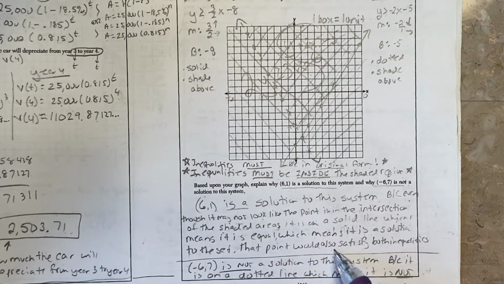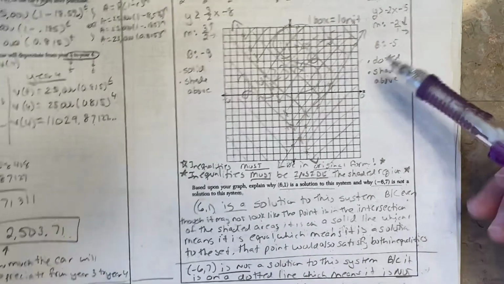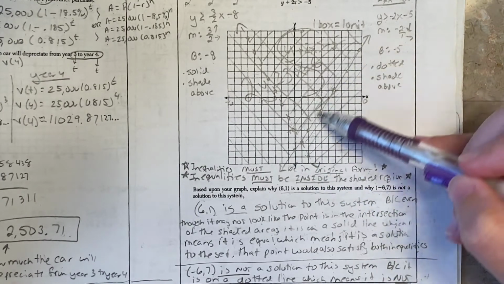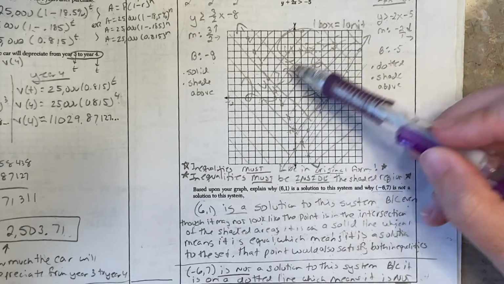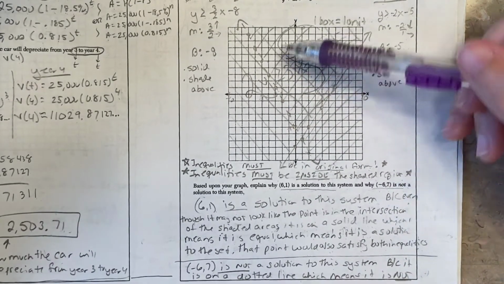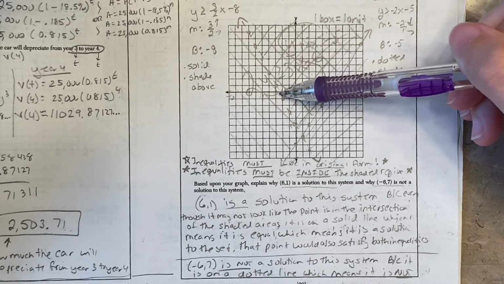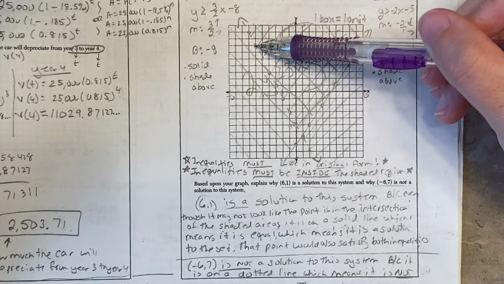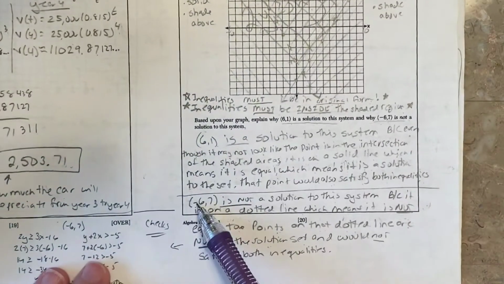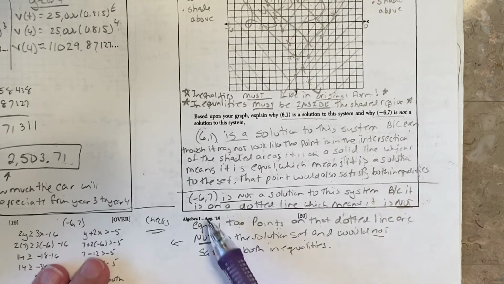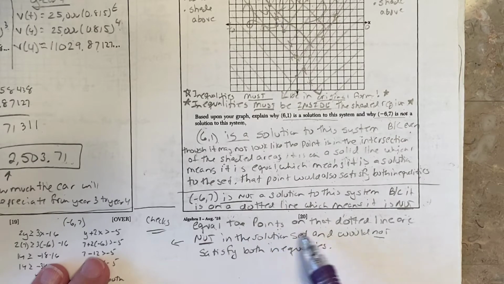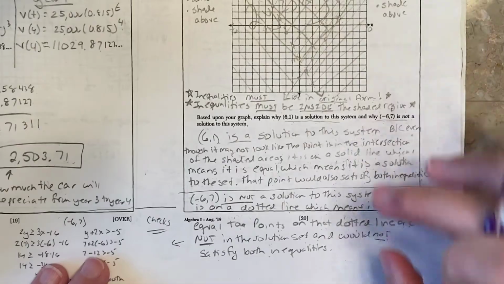That point would satisfy both inequalities, okay? So this 100% is a solution because it's on the solid line, which means equal, and it would satisfy both inequalities. Now the other point, which is (-6, 7), which is this point right here, 1, 2, 3, 4, 5, 6, 1, 2, 3, 4, 5, 6, 7. If you notice, that's on a dotted line. That's no good, okay? (-6, 7) is not a solution to the system because it's on a dotted line, which means it's not equal to, okay? Points on that dotted line are not in the solution set and would not satisfy both inequalities. So you have one good and one not good.